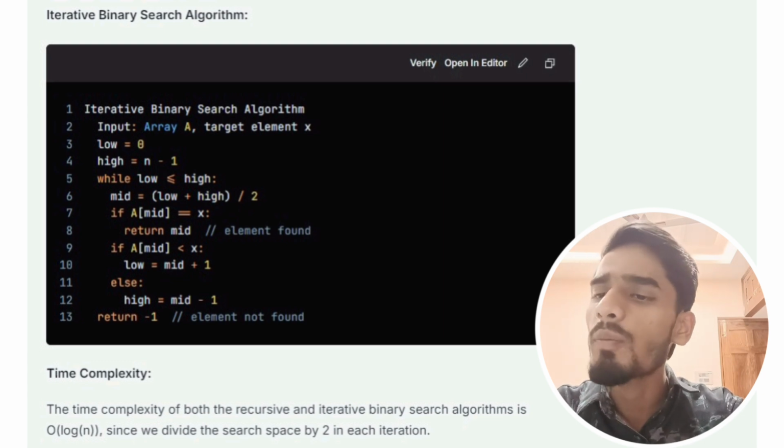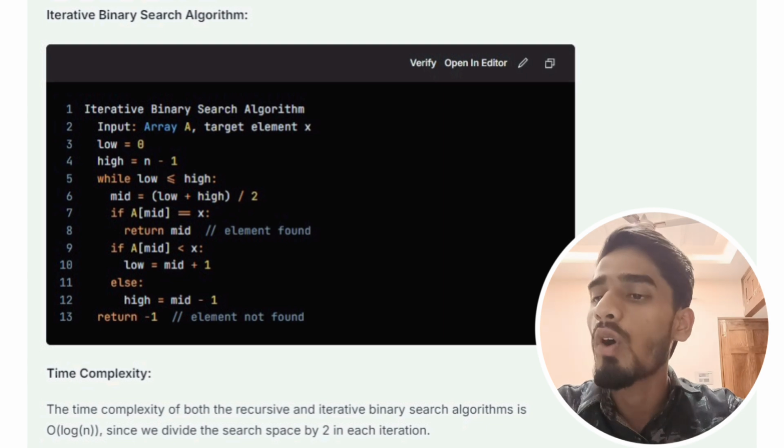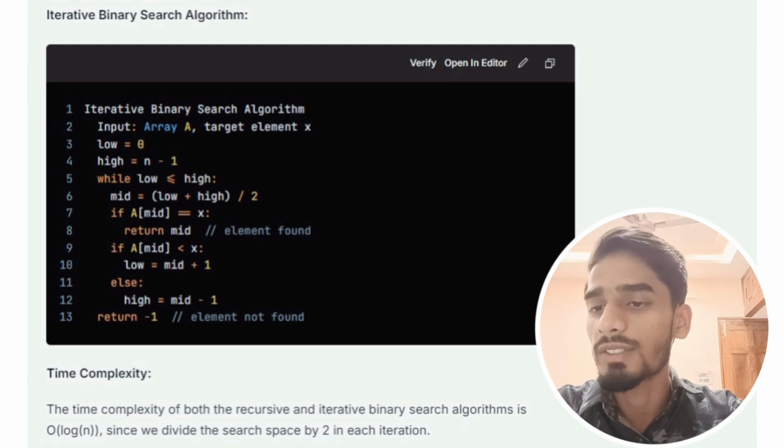The time complexity of both the recursive and iterative binary search algorithms is big O of log n, since we divide the search space by 2 in each iteration.